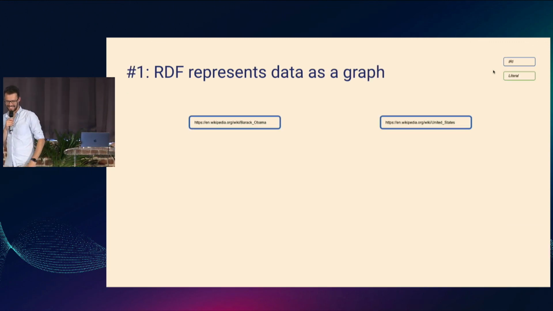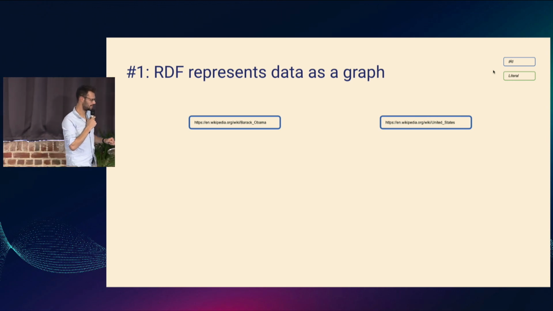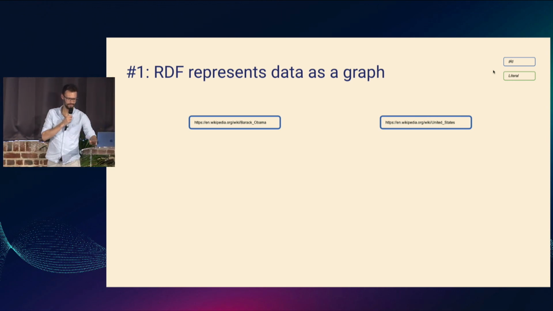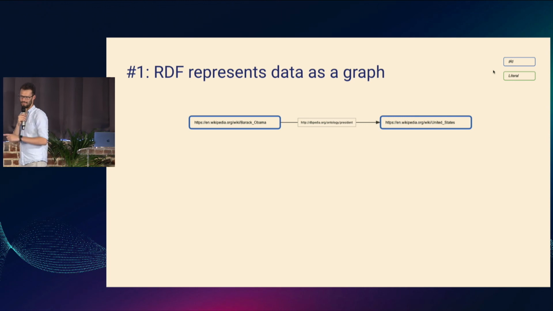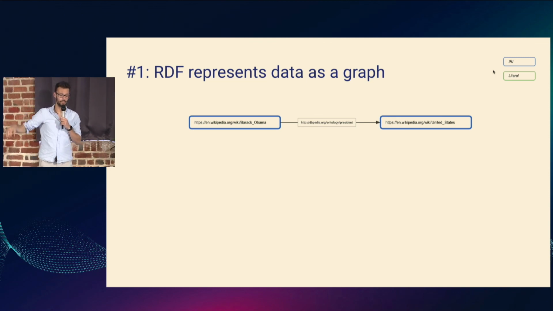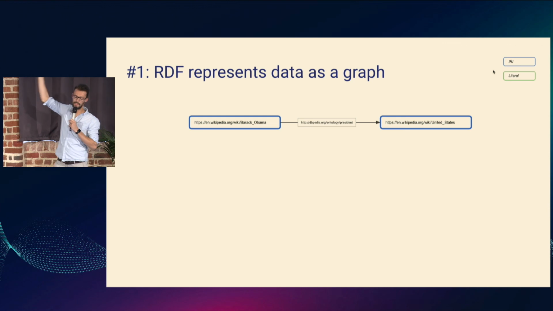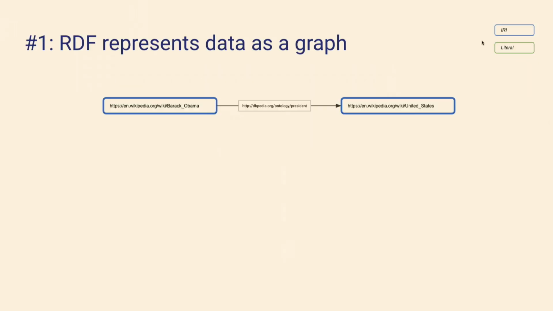So RDF represents data as graphs. So for example, we've got Barack Obama and United States. What do we have in common? He was the president. RDF represents data as a graph, so a relationship between two things. You can see in blue, these are IRIs, so every single thing has a full IRI, and that's its own unique identifier. Now, we say that Barack Obama was president of the United States.